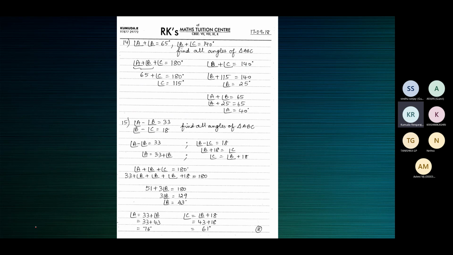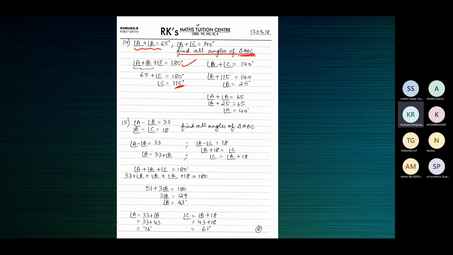When you know the sum of two angles, you can find the third one. Find all the angles of triangle ABC. A, B, and C are the angles of triangle ABC, so the sum of the three angles is equal to 180. But what is A plus B given? 65. So 65 plus angle C is 180, so angle C is equal to 180 minus 65, which is 115.